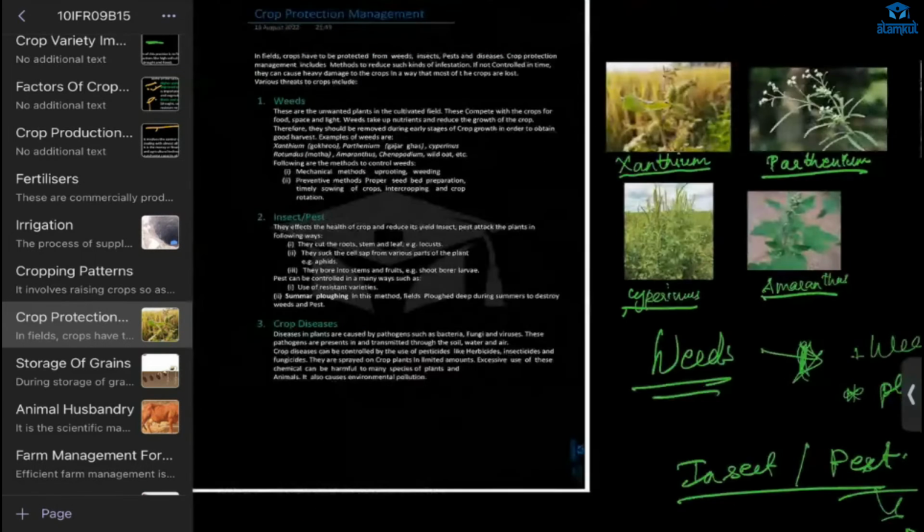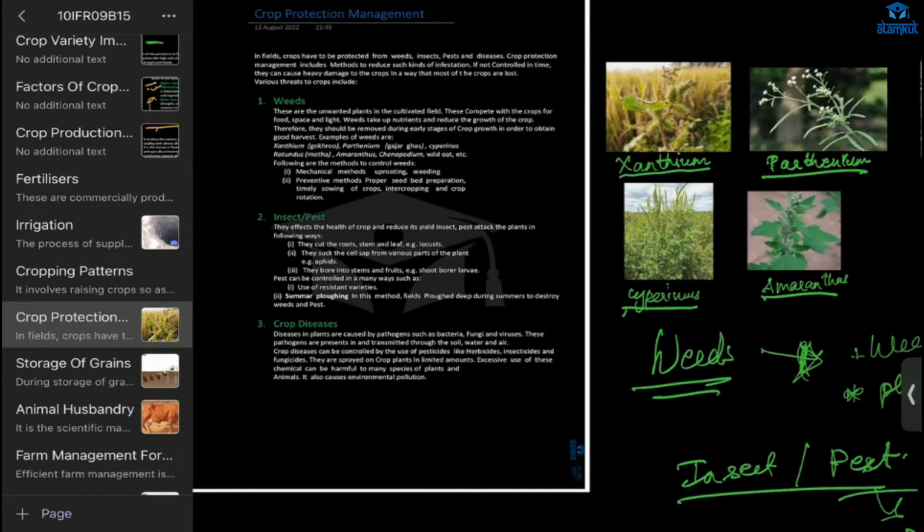What are weeds? Ma'am, unwanted plants. Yes, unwanted plants. And why don't we want these plants? Ma'am, because they use the water that we give to the plants and the nutrients from the soil.